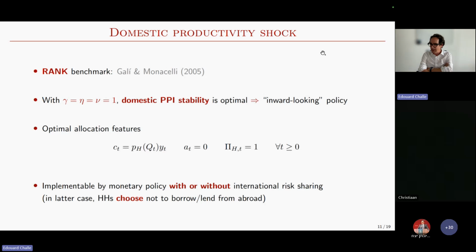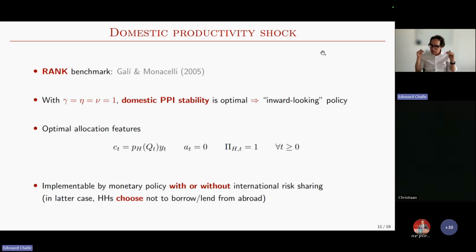Okay? And the literature calls this an inward-looking monetary policy. What this is saying is that, of course, we're talking about the small open economy. So the exchange rate is moving around, terms of trade are moving around, and they are generating expenditure switching, affecting the trade balance and so on.